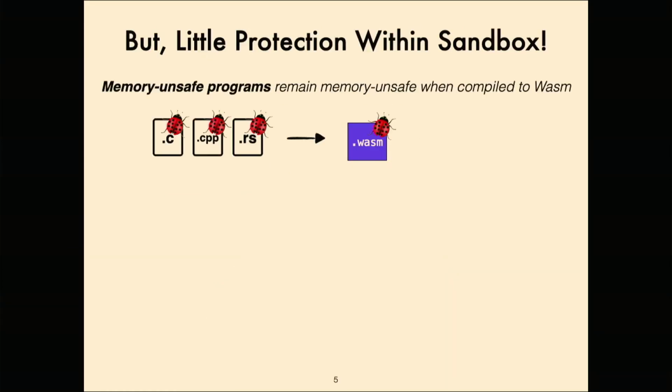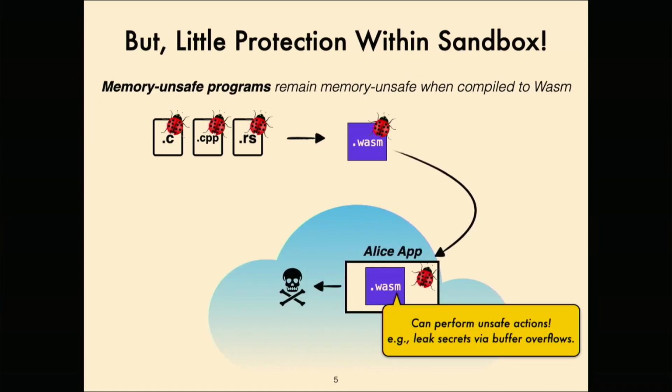However, within the sandbox, there's very little protection. If you compile a memory-unsafe program, it still remains memory-unsafe at the Wasm level. So if you compile a memory-unsafe program such as C or C++ or Rust, by that I mean the unsafe portion of Rust, the vulnerabilities persist across the compilation. And these vulnerabilities can perform unsafe actions such as leaking secrets via buffer overflows, or even bypass the sandbox.